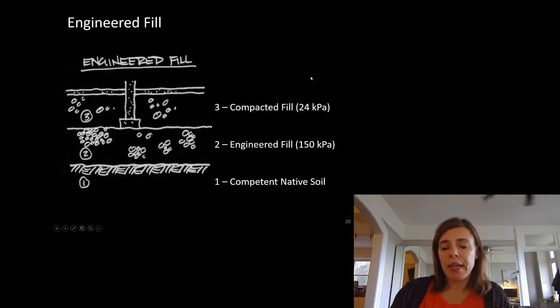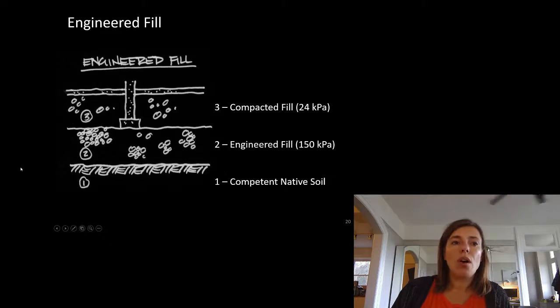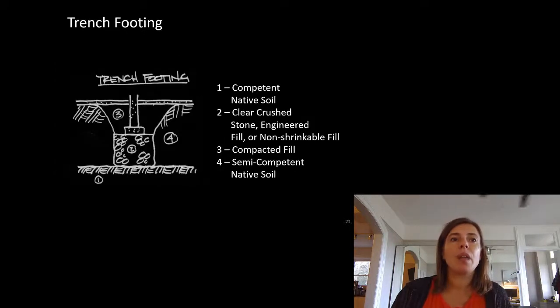Another option in crappy soil is engineered fill. So this is where they actually take away all the crappy soil and build the ground back up with good soil. So we go down to competent native soil, we add engineered fill that meets 150 kPa requirements so that we can put our foundations on it, and then our slab on grade only needs 24 kPa, so we keep lifting up with 24 kPa to support our slab on grade. I'll show you about that in just a minute.